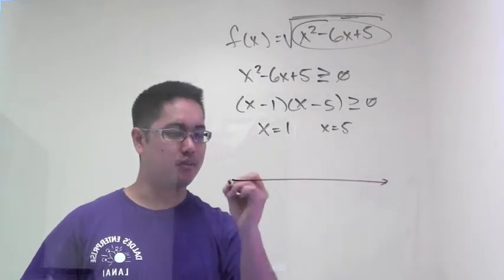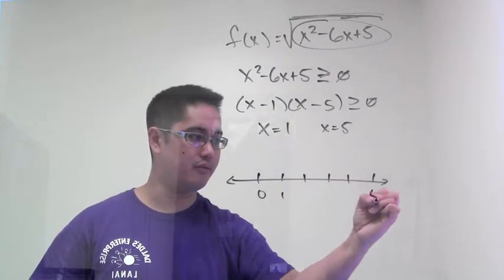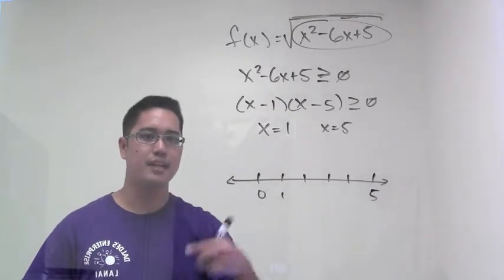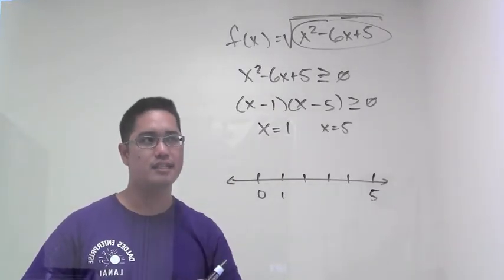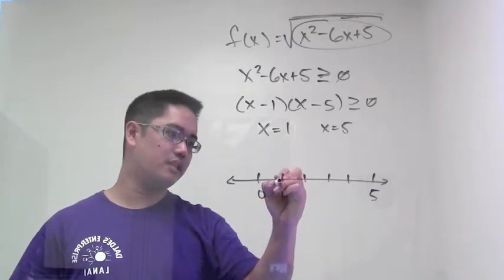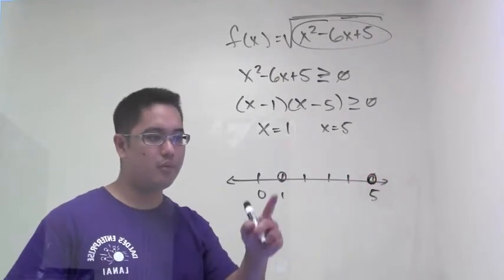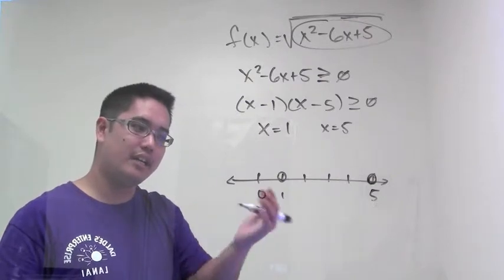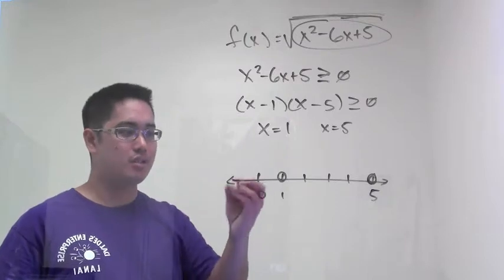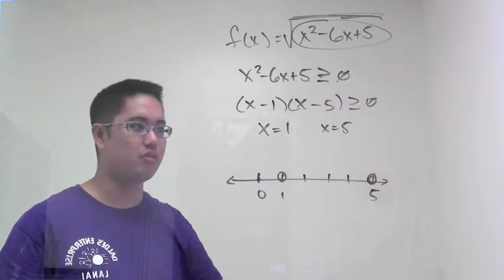If I were to graph that on a number line, I would think of it as 0, 1, 2, 3, 4, 5. Then what I would do is throw in some test points. And I always like to choose easy test points because they're easy. The points of interest would be this point right here and this point right here. Now, I'm going to test this region, any numbers that are smaller than 1 and smaller than 5. So I'm going to test 0 and see if it's true.